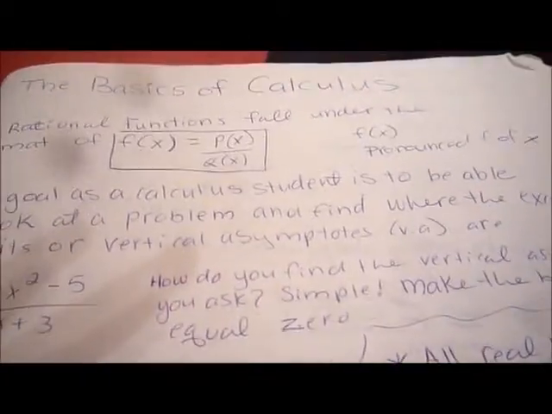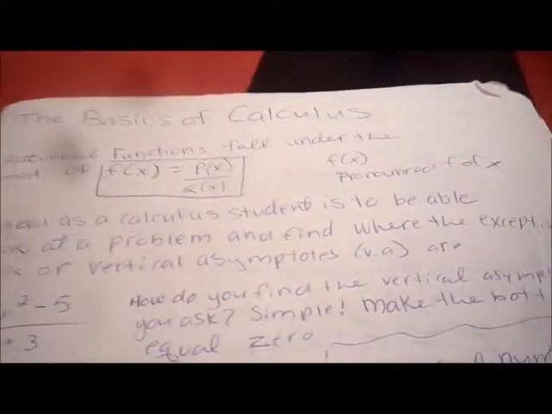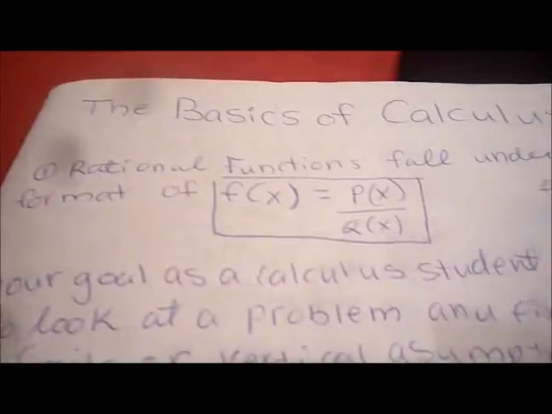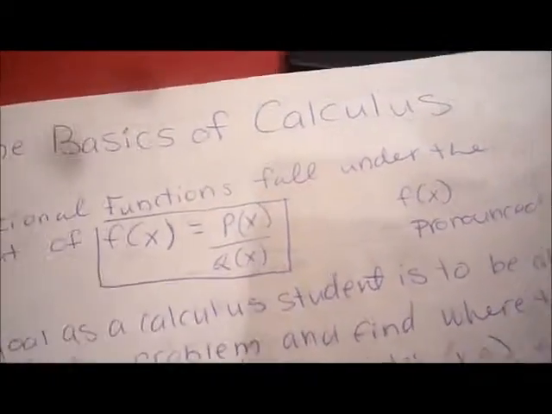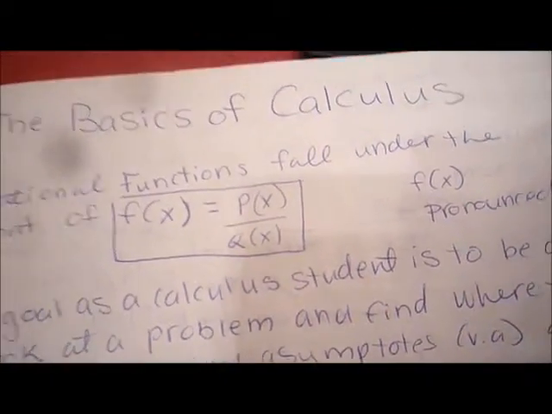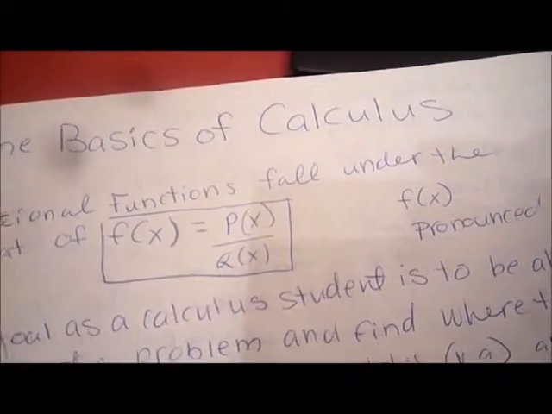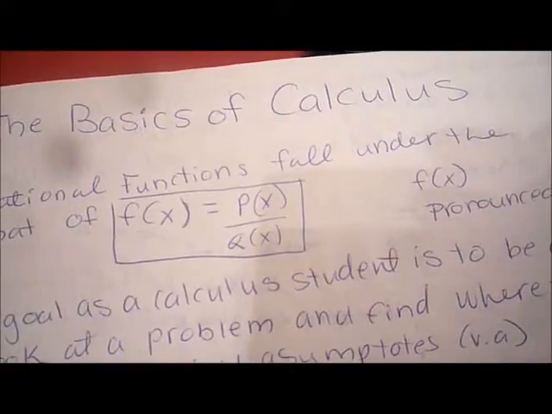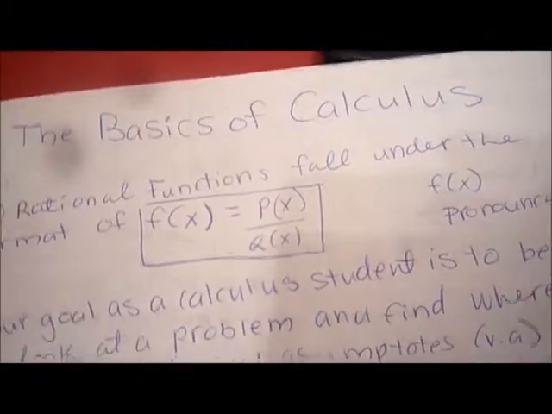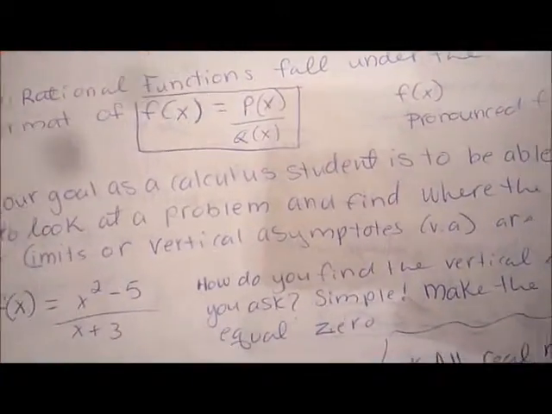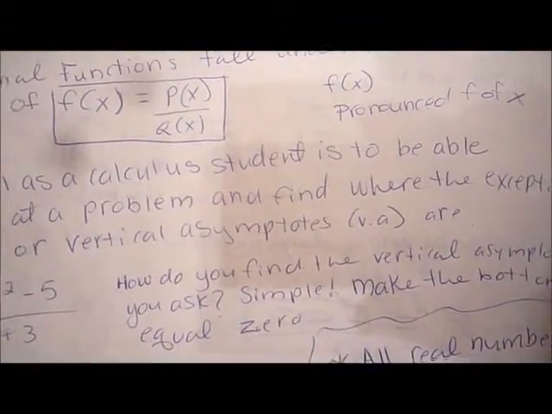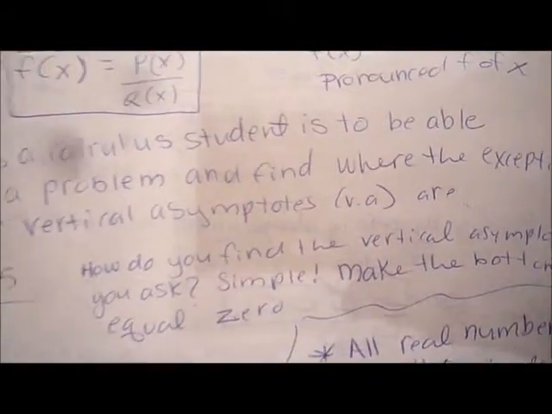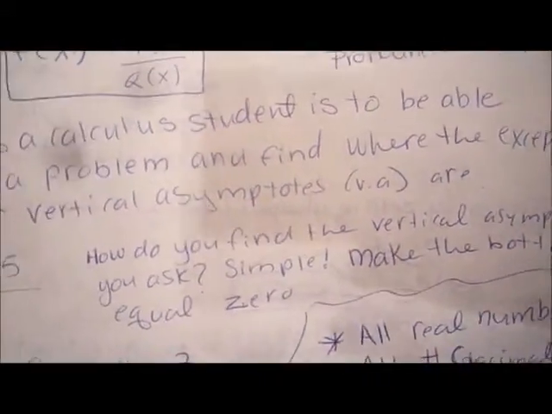The first thing you need to learn in calculus are rational functions. Basically, rational functions fall under the basic format f(x) equals p(x) over q(x). f(x) pretty much stands for a function. Your goal as a calculus student is to be able to look at a problem and find where the exceptions or limits, also known as vertical asymptotes, are.